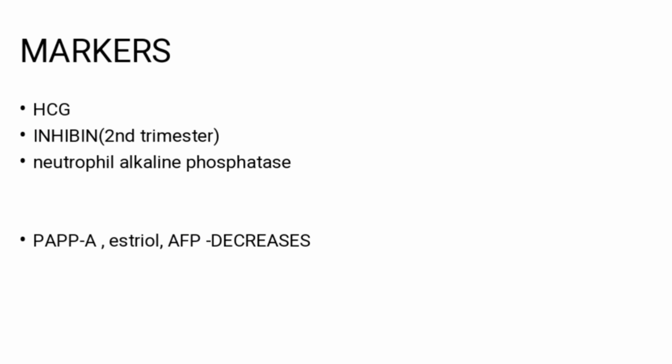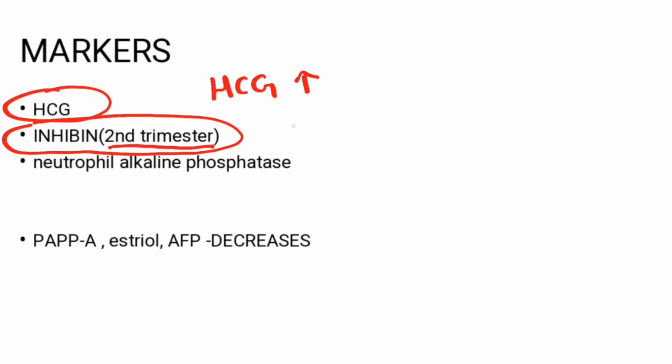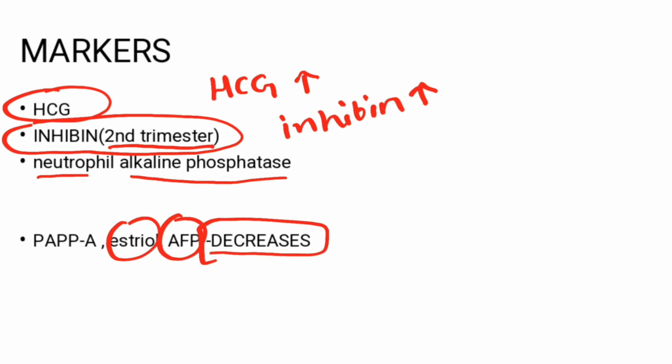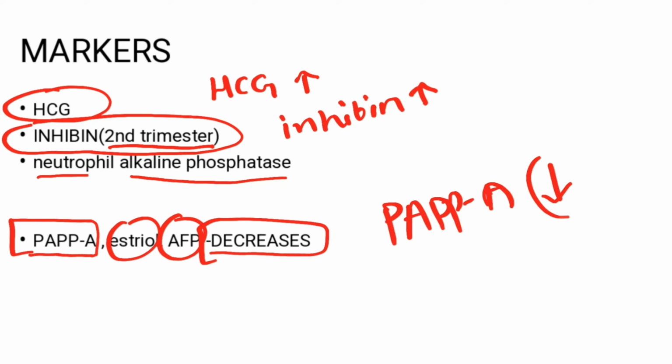So what are the markers for Down syndrome? The markers that you should remember is beta hCG. So the hCG level is increased. The second one is inhibin, that is mostly increased in the second trimester. So inhibin and hCG, these two are basically increased, and also neutrophil alkaline phosphatase, if you look for, that is also increased. Apart from that, other markers like estriol and alpha fetoprotein decrease. Another protein that you should look for is PAPP-A. This is also decreased in case of Down syndrome.